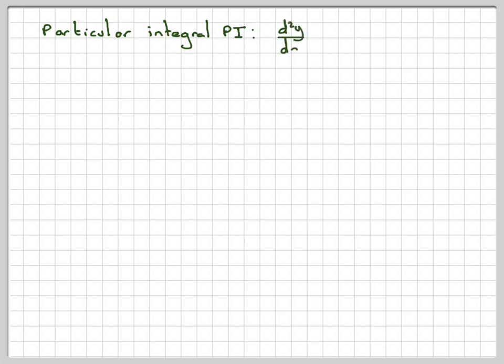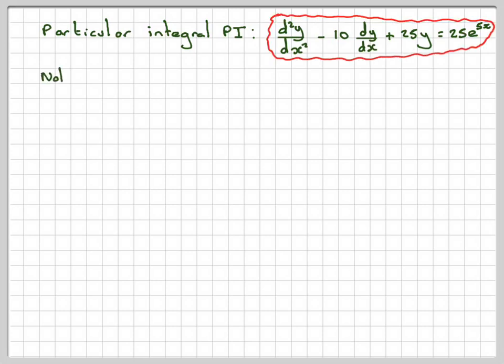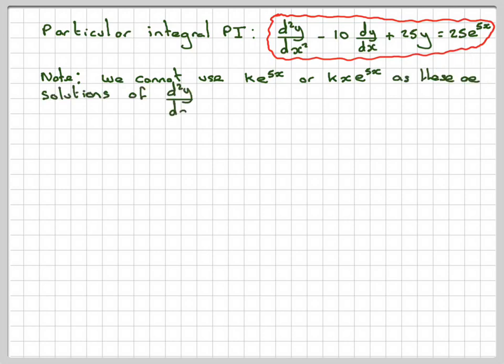We need to modify it. Obviously, the thing we would like to try is k e to the 5x, but we can't use that because y is equal to a e to the 5x is a solution of this. Also, we can't use kx e to the 5x in this case, because that's also a solution of this.